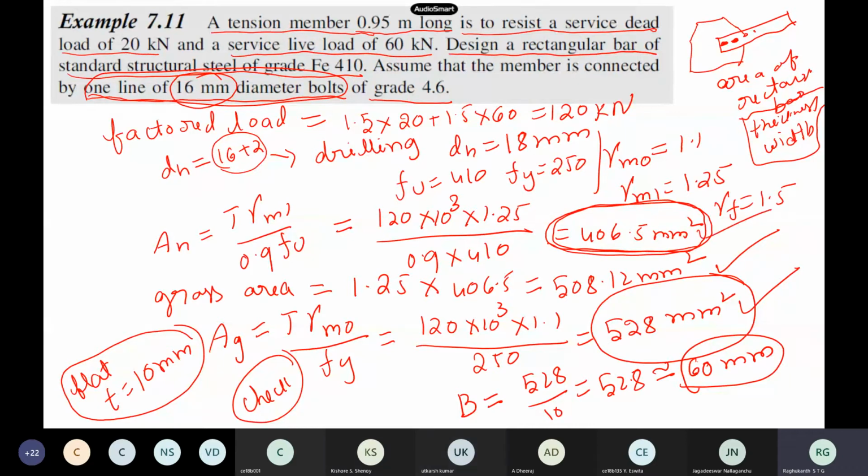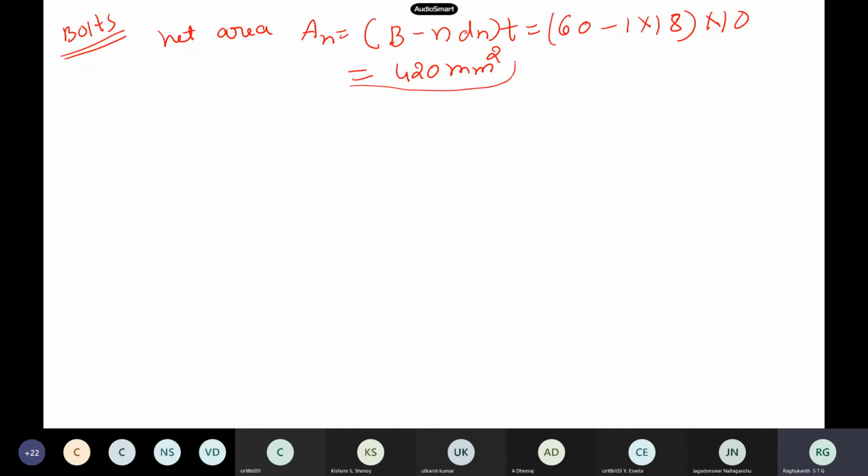406. So now what is your comment? Is it safe or less? So it is greater than 406.5 mm square, which means your flat is safe. Safe for tension, this one only. But we have not yet computed the other things. Okay, so this is fine.